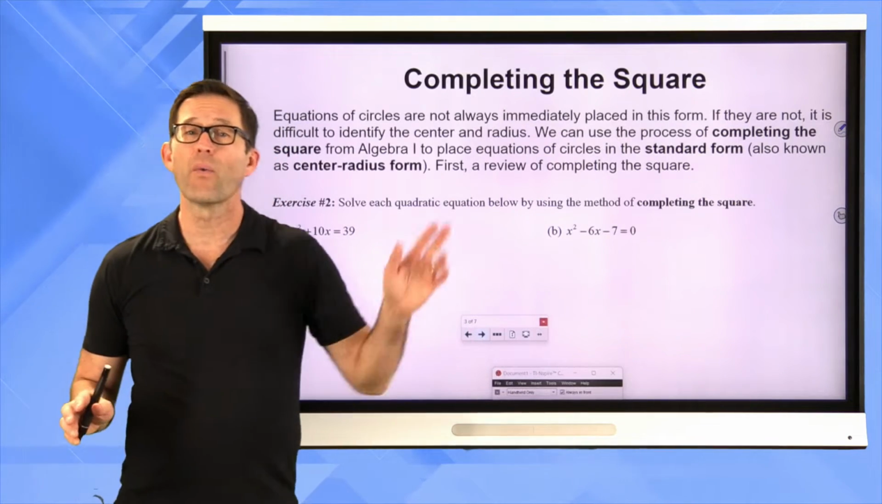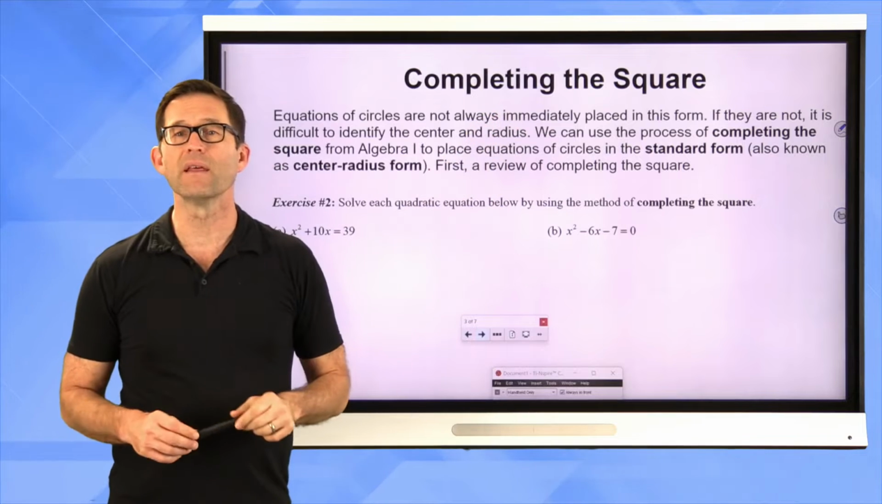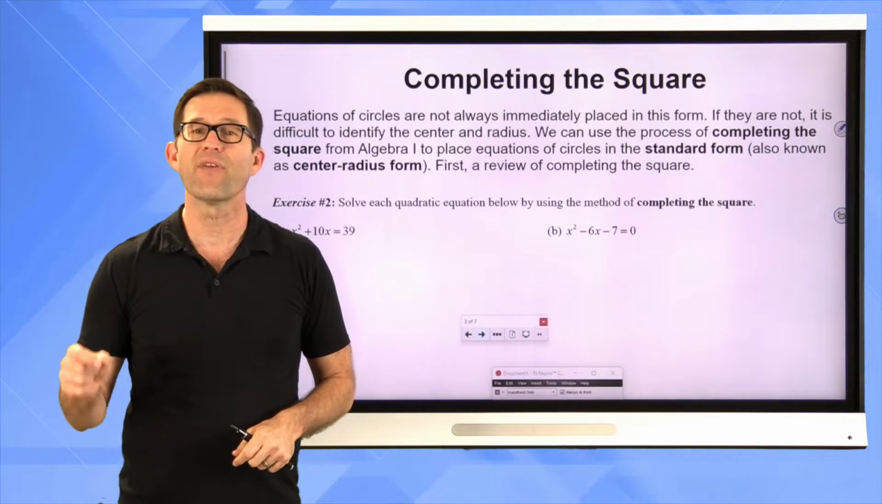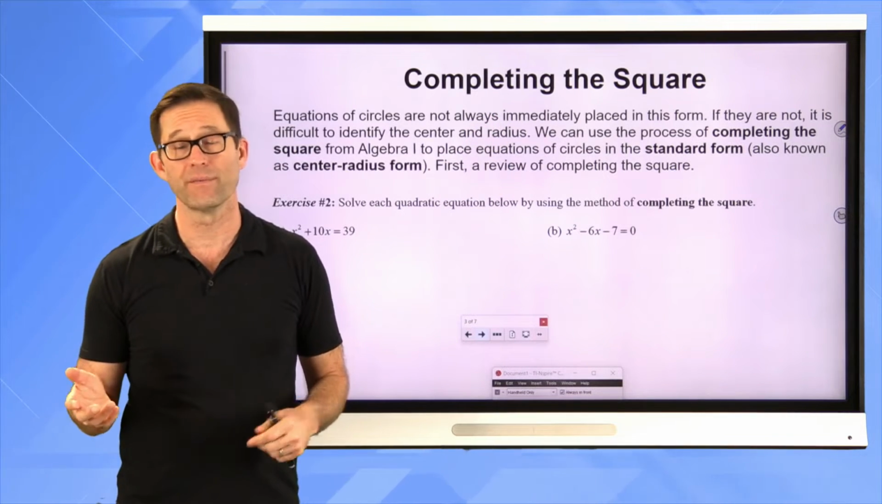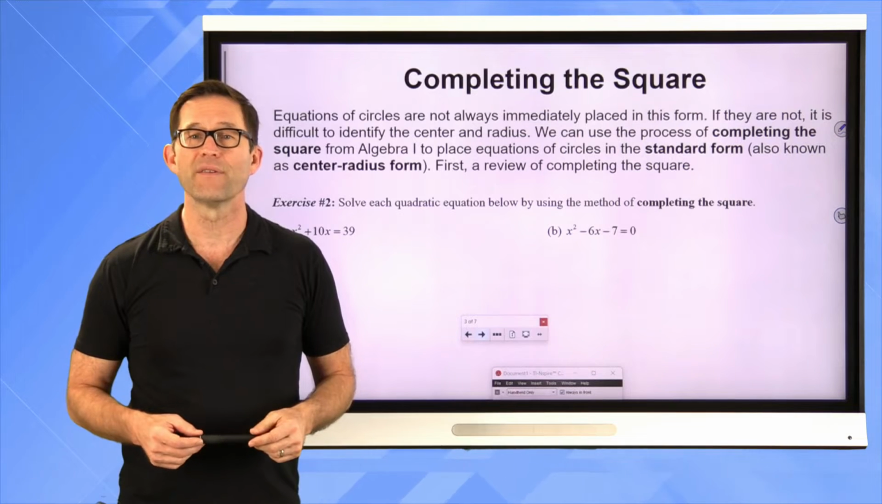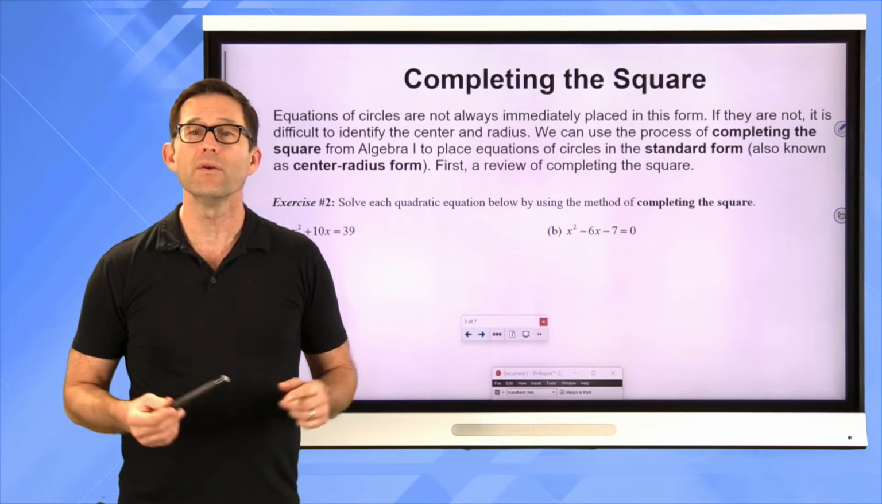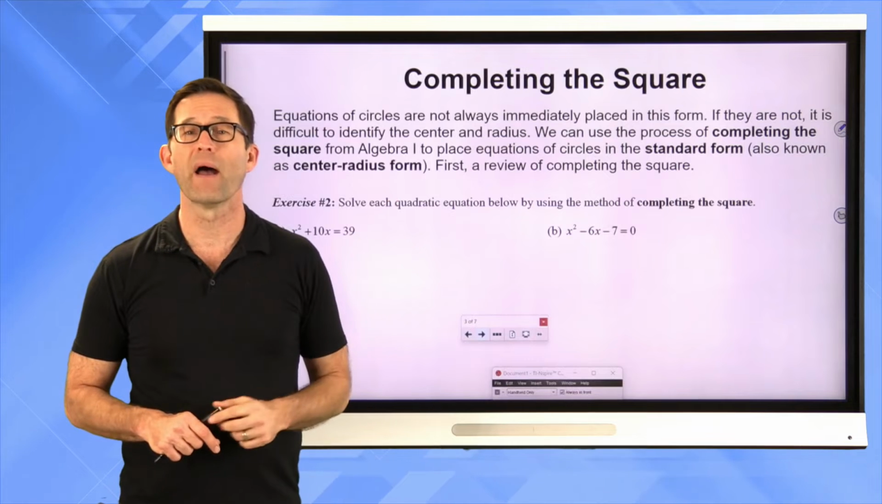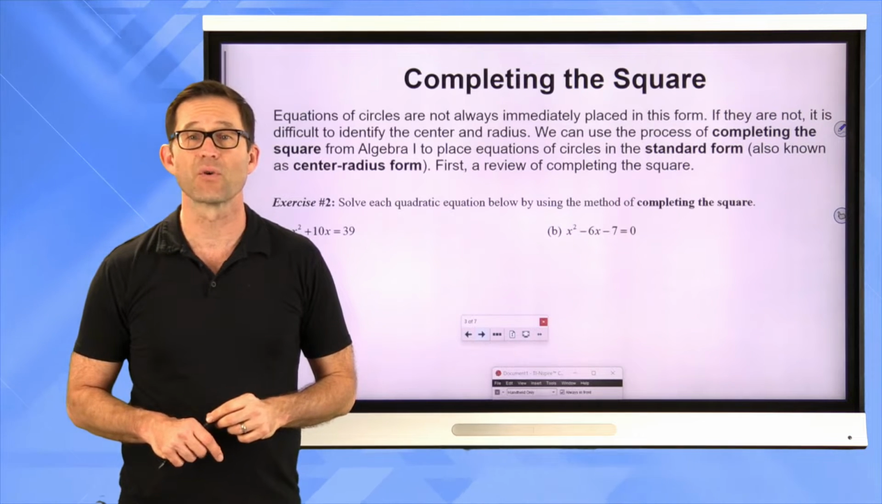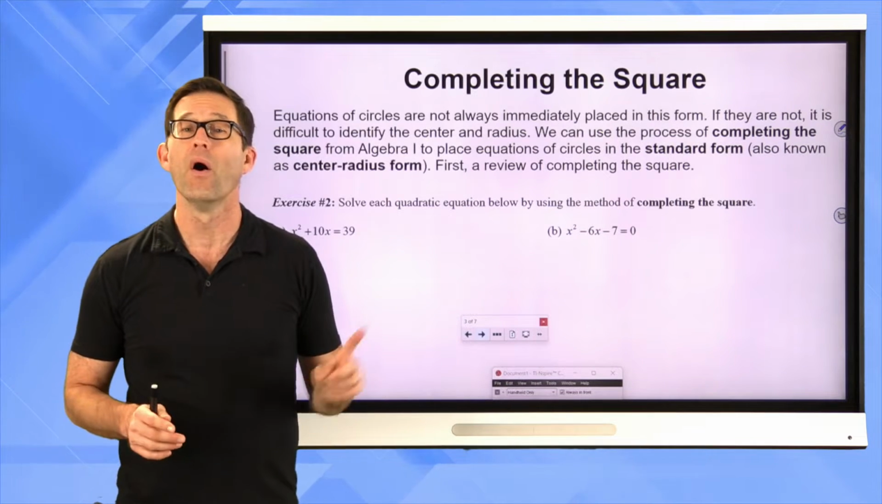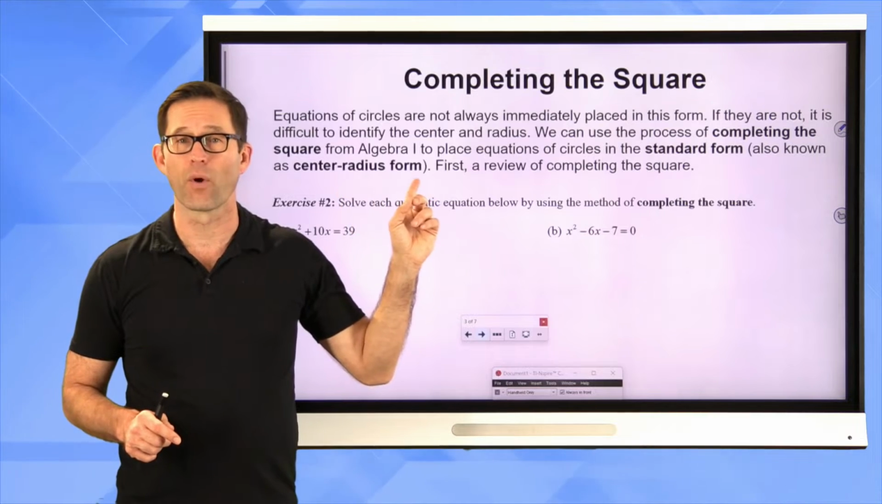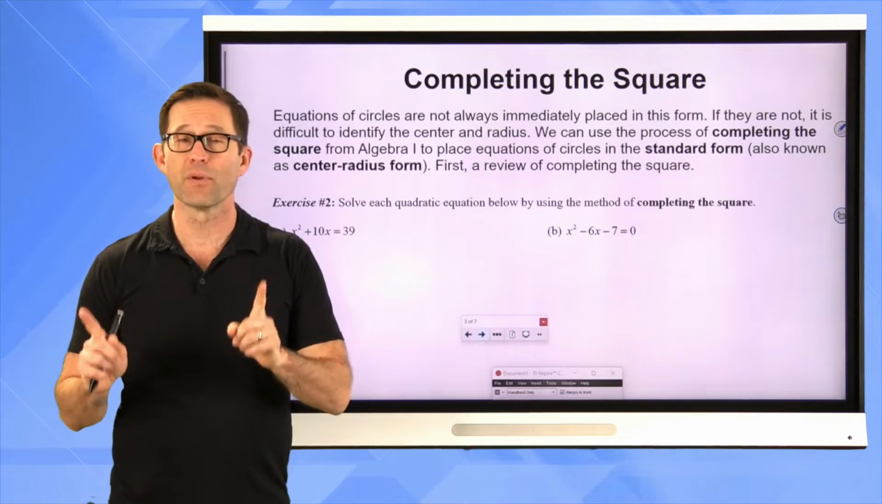completing the square. Now, equations of circles are not always immediately placed in this form. If they are not, it is very difficult, if not impossible, to identify the center and the radius. We can use the process of completing the square from Algebra 1 to place equations of circles in the standard form, also known as center-radius form. First, a review of completing the square.